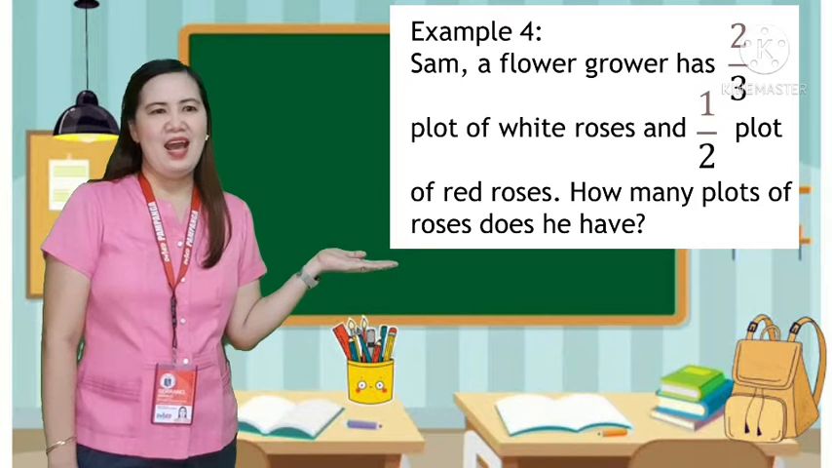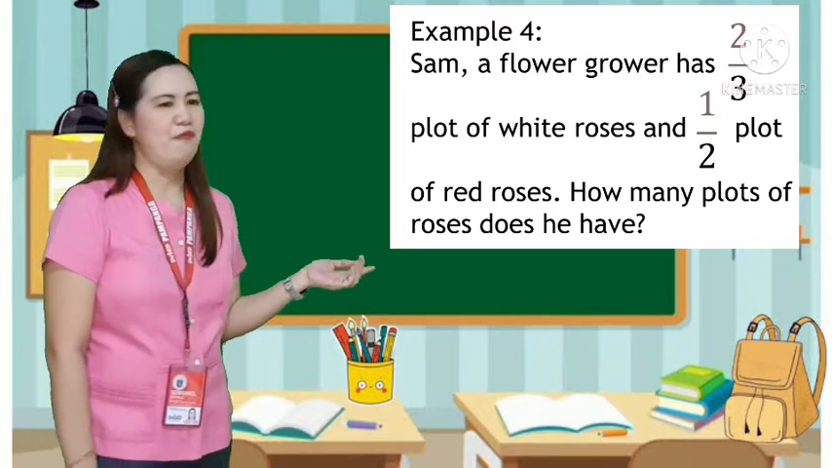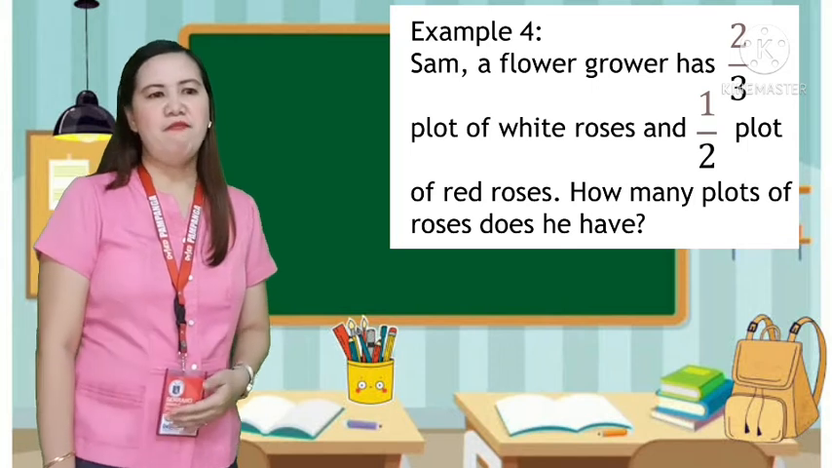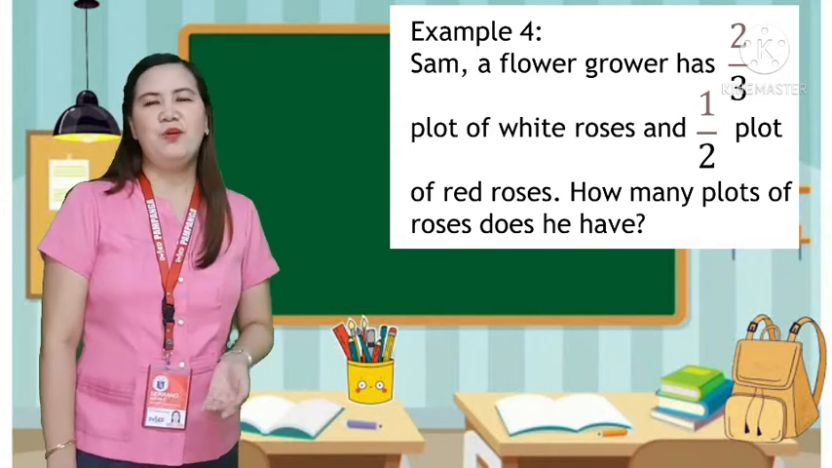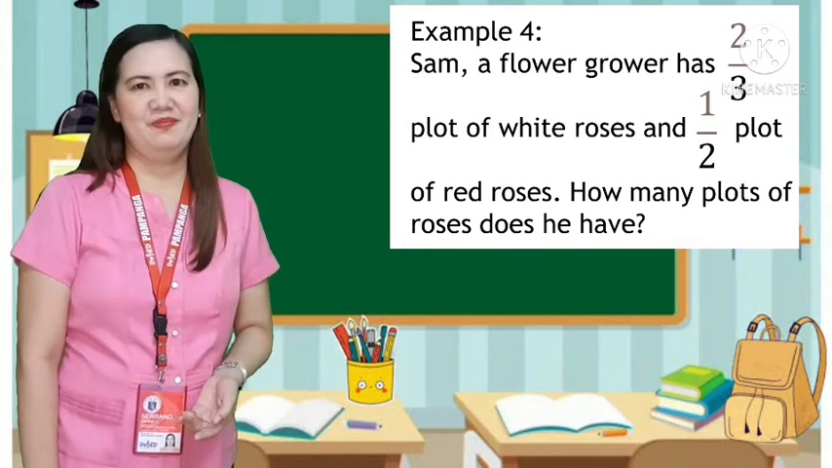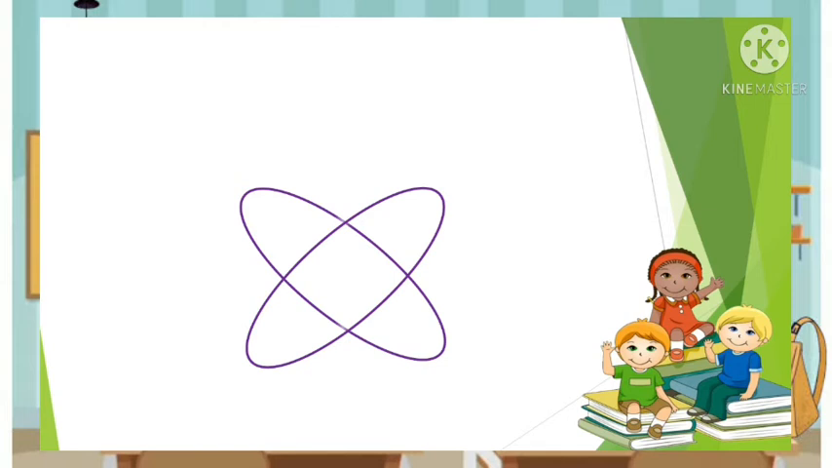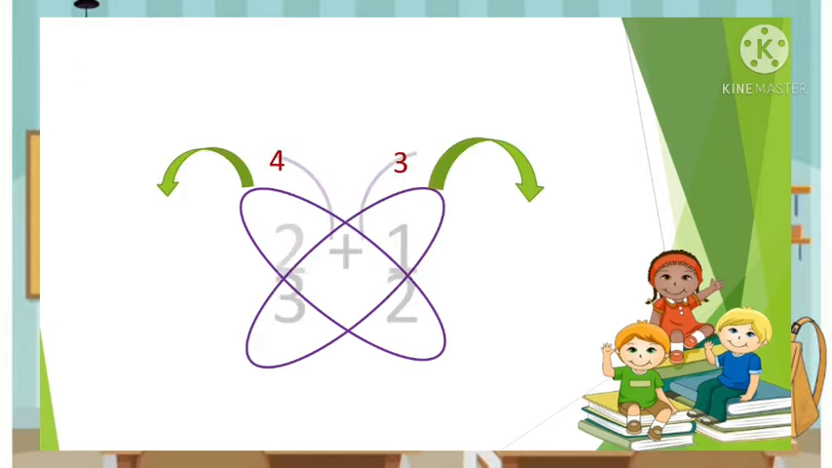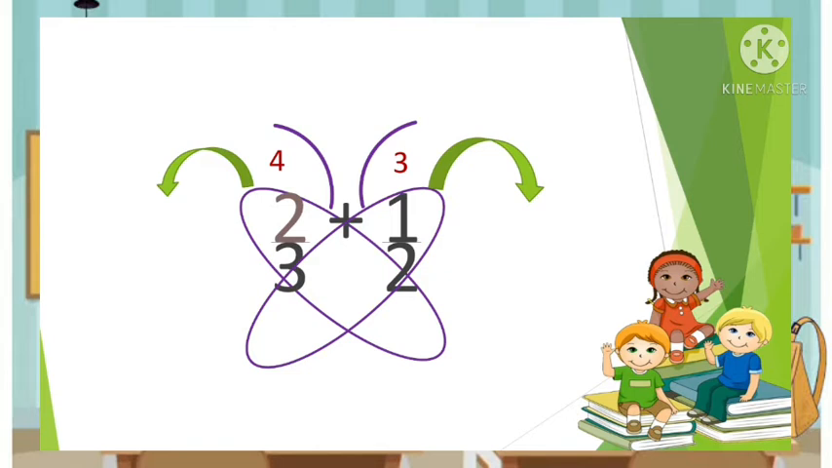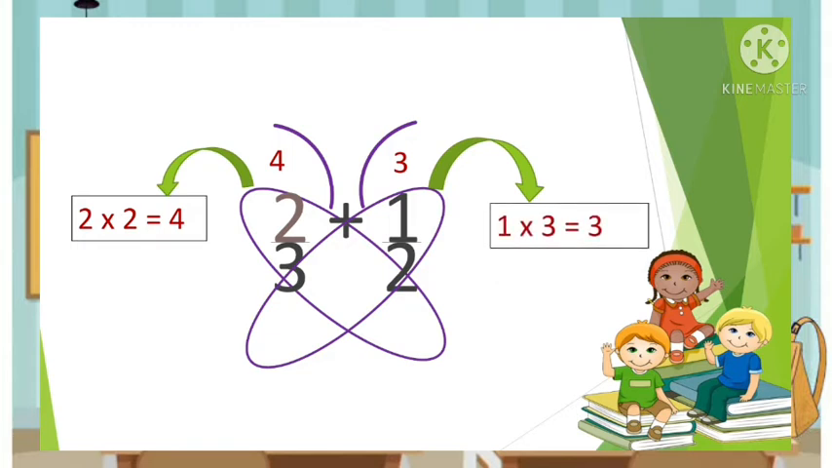A flower grower has 2/3 plant of white roses and 1/2 plant of red roses. How many plants of roses does he have? For step 1, draw the butterfly. For step 2, multiply the numbers on each wing and write the product under the antenna. 2 times 2 equals 4. 1 times 3 equals 3.